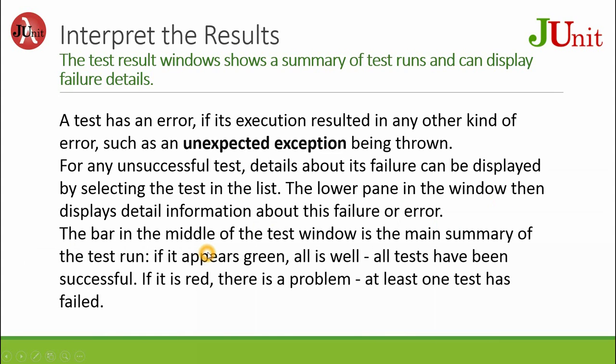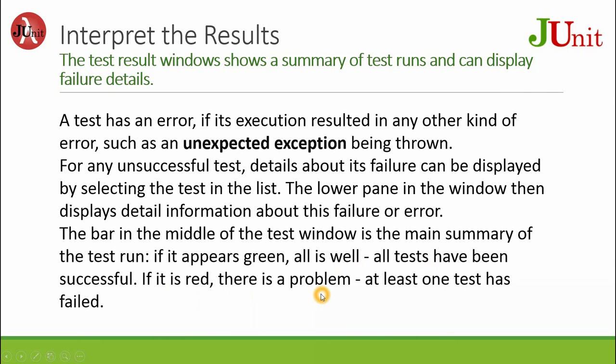The bar in the middle of the test window is the main summary of the test run. If it appears to be green, all is well. All tests have been successful. If it is red, then there is a problem. At least one test has failed.